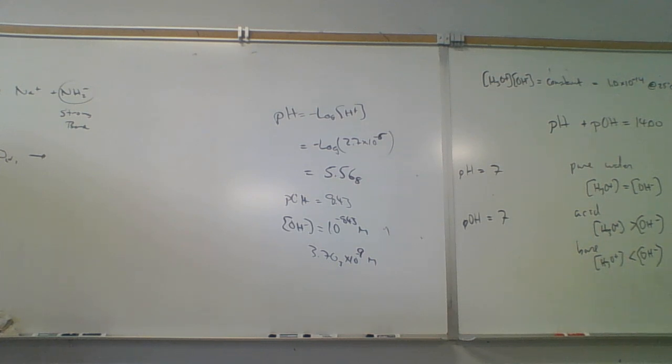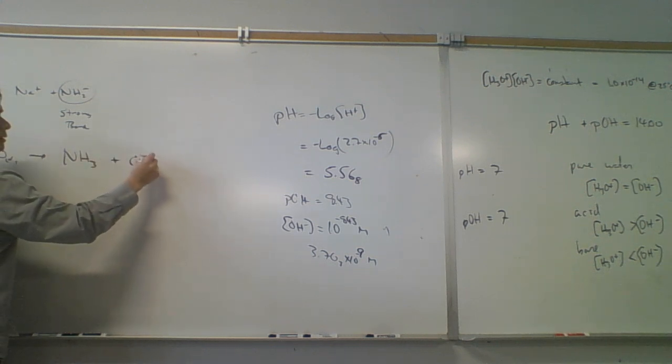What do bases do? Bases take hydrogen ions. So what's going to form? NH3. Now, hydrogen ions, I screwed this up. It's NH2 minus. Hydrogen ions are positive, NH2 is minus. And so it's going to form NH3 plus hydroxide.